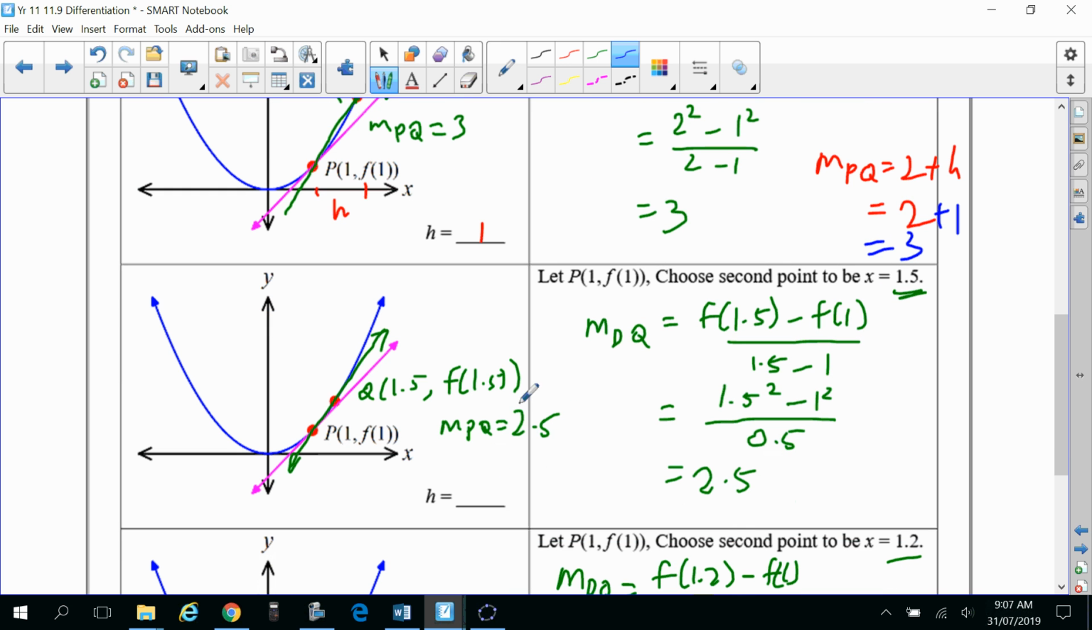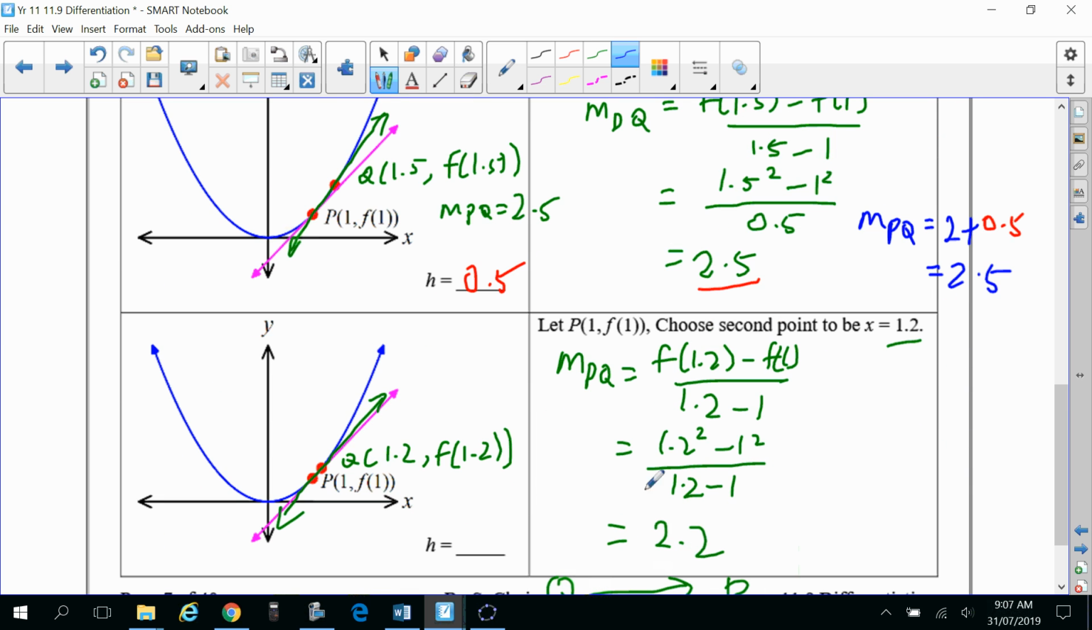What's the gap for the second one? 0.5. Does it give me 2.5? Yes, it does. Gradient PQ is 2 plus 0.5, which is 2.5. That's why I know the answer. Not that I looked at my answer. I know it's going to be 2.2 because the gap is 0.2. And with all your common sense, if you want the gradient of the tangent, what gap do you want? What value should h be? So 0. That's it. Make the gap 0.